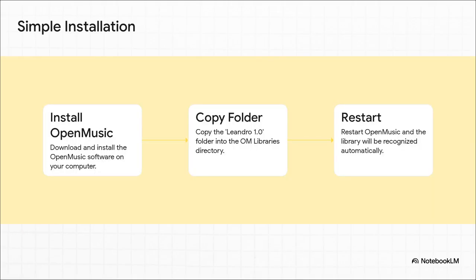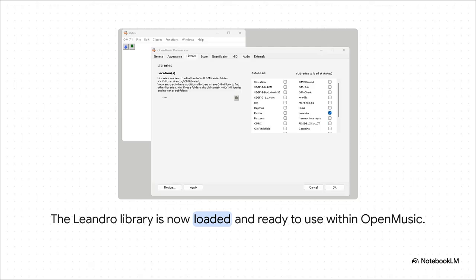Once you've got Open Music installed, it's literally just 3 steps. You copy the Leandro 1.0 folder into the library's directory, restart the program, and that's it. You're ready to start analyzing. Once you restart, you'll see it right there in the Preferences window. The Leandro library is checked, it's loaded, and it is ready for action. See? It's that easy to get this thing set up.